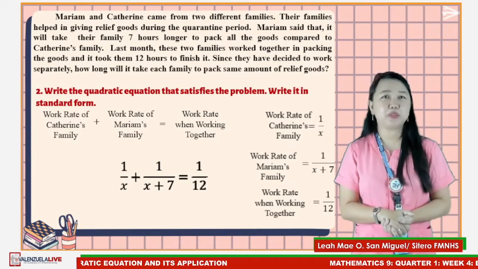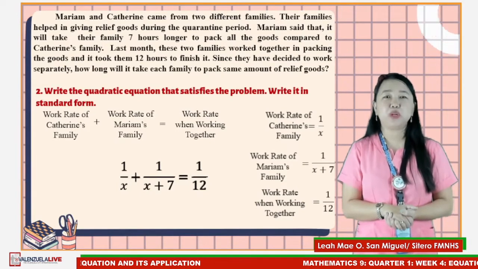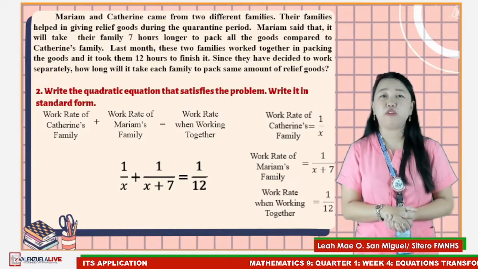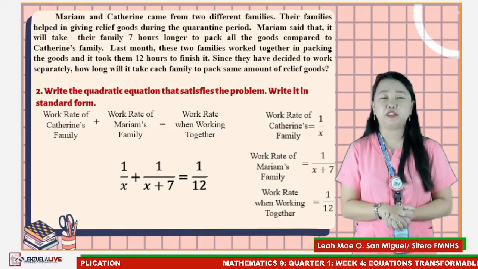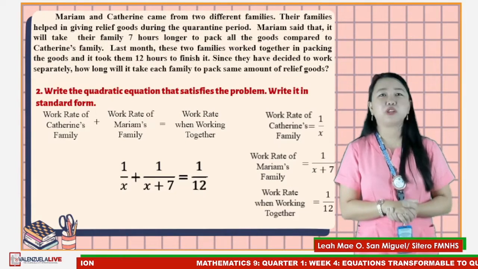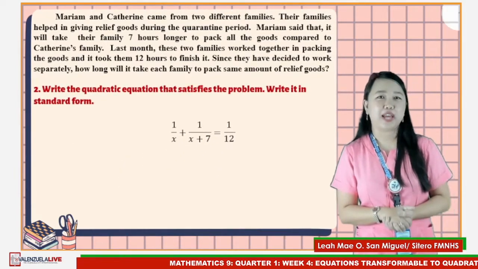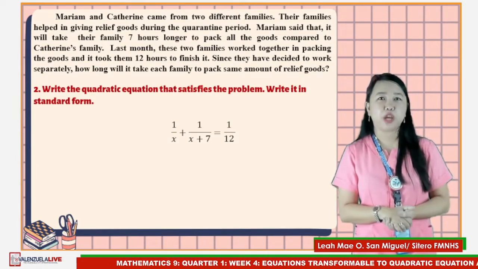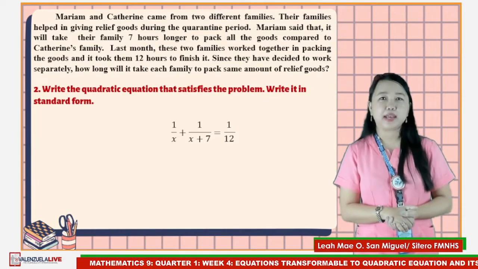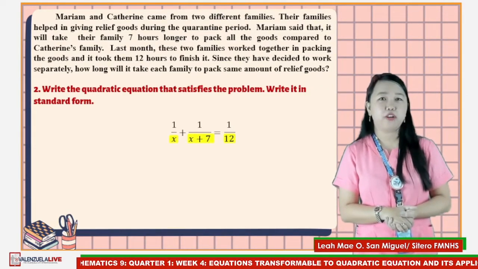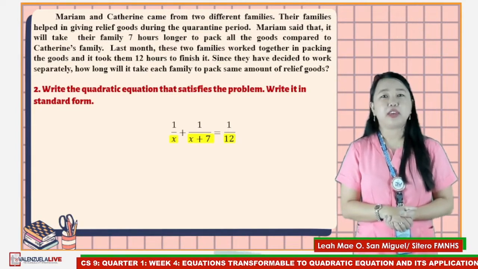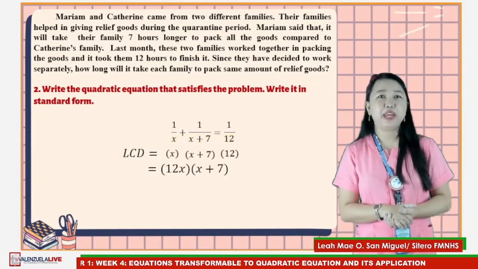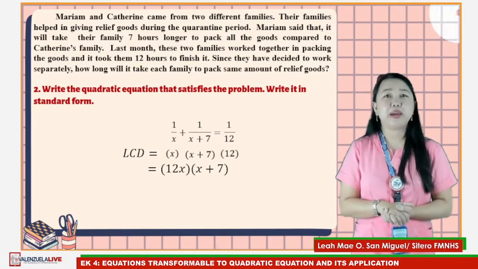Where x can't be 0 because 1 over x will be undefined, nor can it be negative 7 because 1 over x plus 7 will also be undefined. Now, we must transform the equation into a quadratic equation. The first step is to identify the LCD of the expressions in the equation. x, x plus 7, and 12 are all prime. Hence, the LCD will be their product. We may now multiply both sides by this LCD.